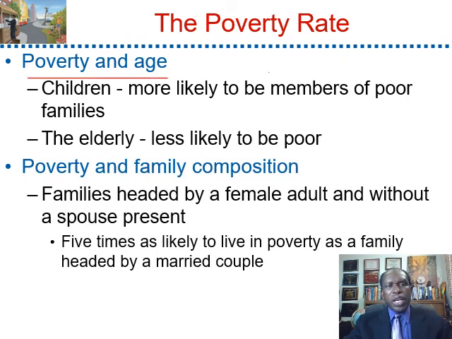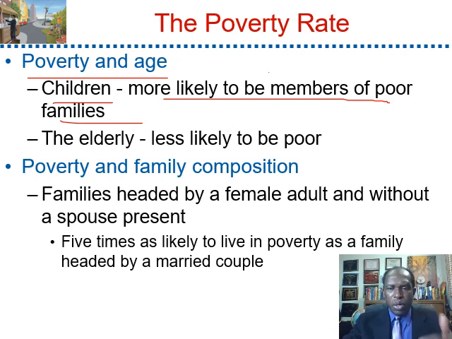Poverty with respect to age: most of the time, children are more likely to be members of a poor family, because children cannot work and they depend on adults, so they are most likely to experience poverty. The elderly are less likely to be poor because they retire and can earn retirement income, so they are able to take care of themselves most of the time.